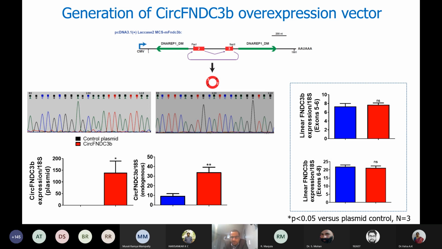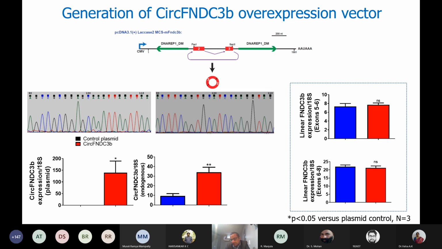So we generated an overexpression vector. To rescue this circular RNA expression, because the expression levels were low, we need a system where we can deliver this circular RNA. Since the levels were compromised, we thought rescuing the levels might help the heart from going to heart failure. So for that reason, we generated an overexpression system in-house.